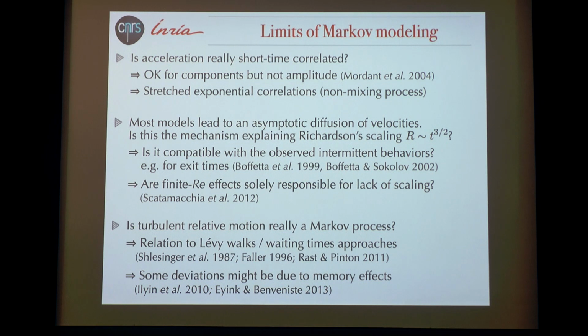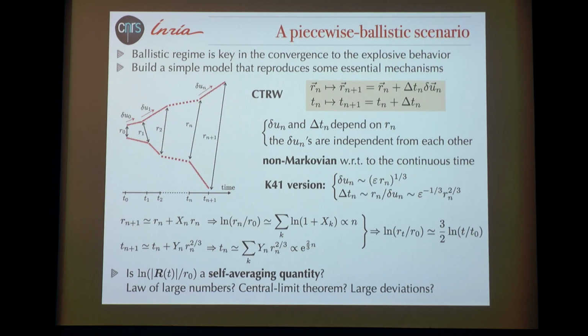And then the other thing is that there are many other observations telling you that you have some memory effects, and that things like Levy walks or waiting time approaches are giving better estimates of the relative separation. So I will try to talk quickly about another type of scenario, where we are breaking Markovianity, so where we assume something non-Markovian. This scenario consists in considering that a pair of particles in a turbulent flow is going through a sequence of independent ballistic separations.